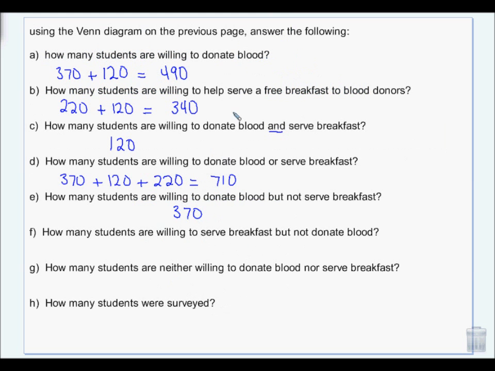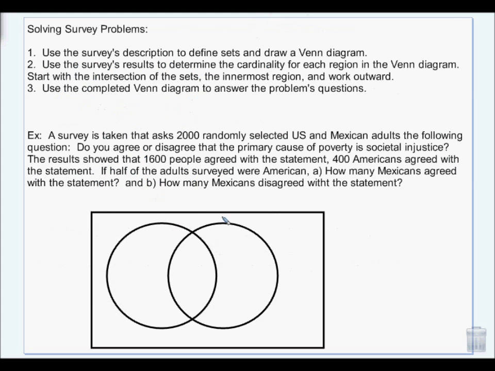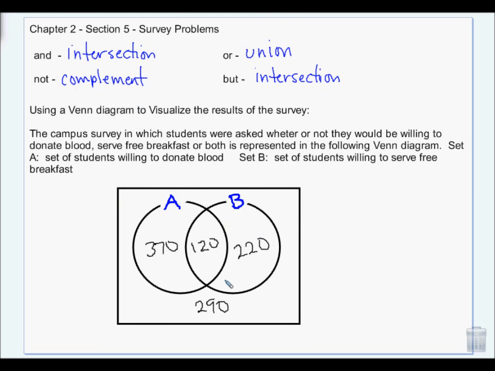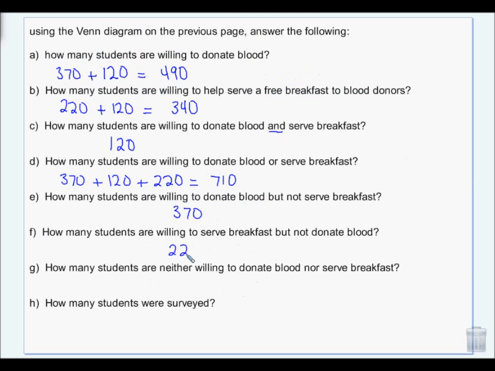Okay, and here, serving breakfast but not donating blood. That's these people over here who are willing to serve breakfast but they're not going to donate blood. So those are 220. And then the people that are not willing to do blood or breakfast, those are the 290 there at the bottom. They don't want to do any of it. And then the total number of students surveyed, that's every single student on this page. So that's 370 plus 120 plus 220 plus 290. So that's 1,000.